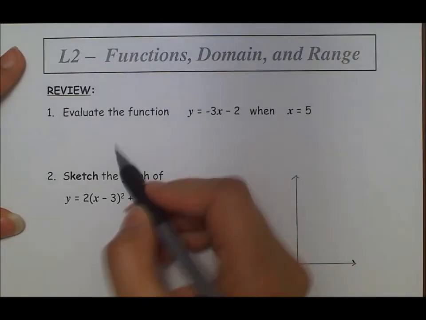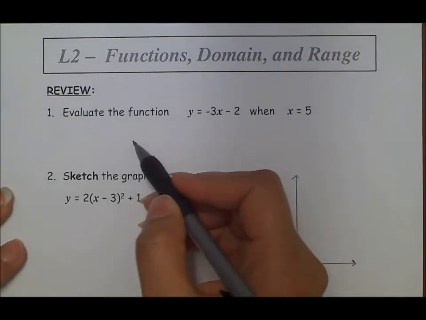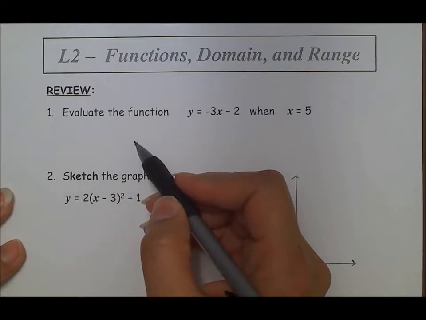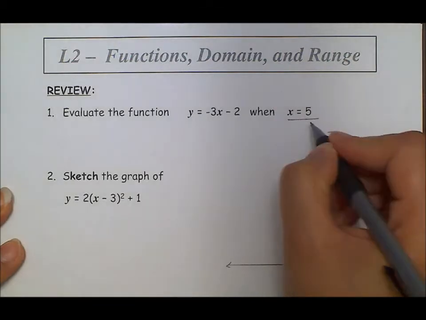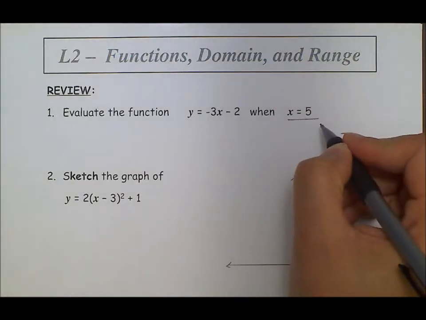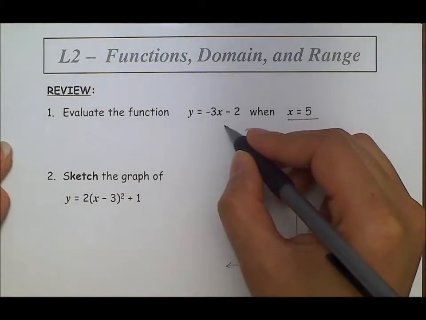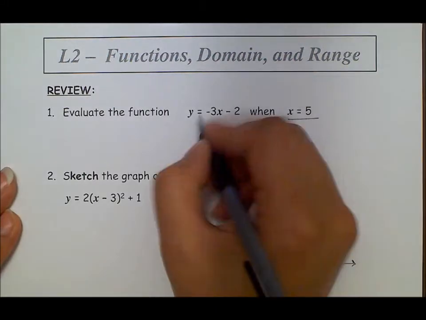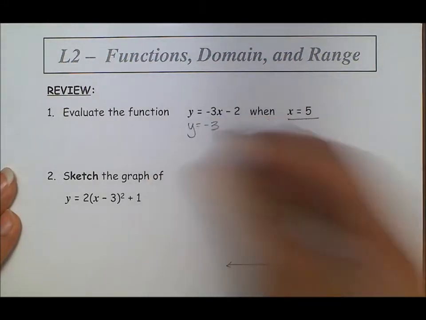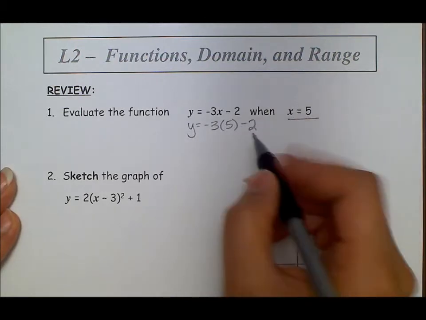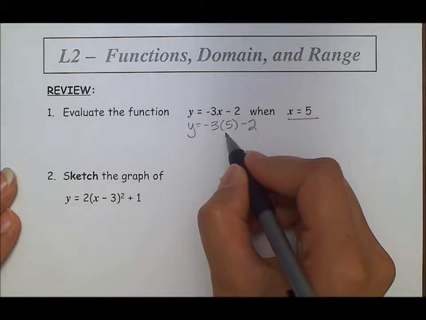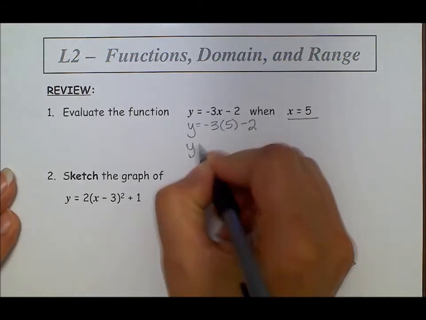And so the first question asks us to evaluate y equals negative 3x minus 2 when x is equal to 5. So it tells you what the value of x is. All we need to do is substitute it into the equation that we have here to solve for y. So we have y equals negative 3 times 5 minus 2, and if we simplify this, negative 3 times 5 is negative 15, minus 2 is negative 17.